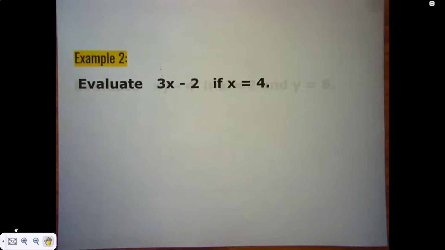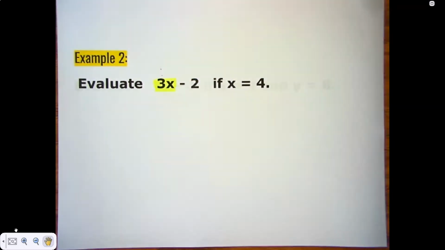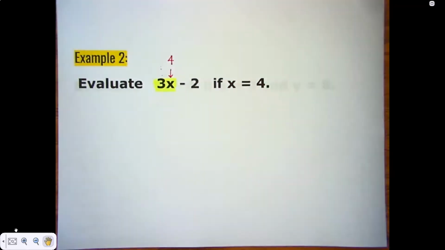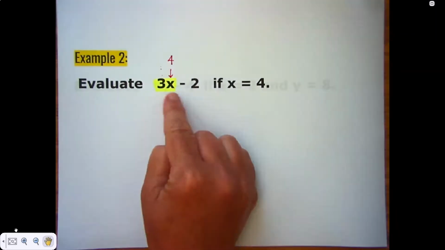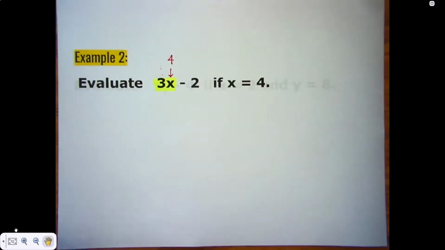All right, here's the second one we're going to look at. We're going to evaluate 3x minus 2 if we know that x is equal to 4. Now, I think we need to take just a minute here to talk about 3x. I know that I'm going to be subbing a 4 where that x is. So right here where that x is, I want to sub in a number 4. Now, if I picture putting that 4 right there, that's going to make this look like 34. But you all remember that is not what that means.